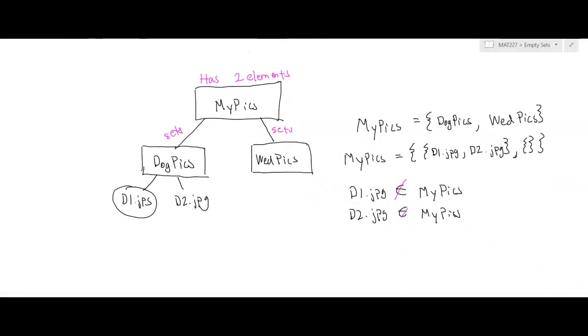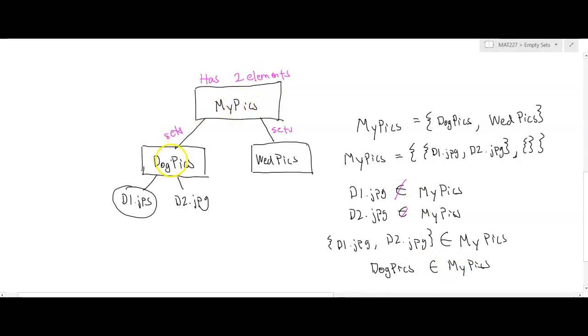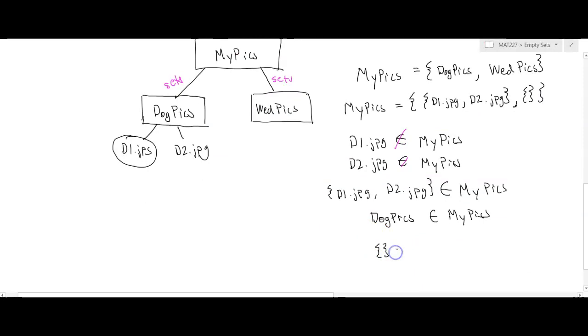Now, what we can ask is: is the folder, or the set, containing d1.jpg and d2.jpg an element of mypics? Well, that's the same thing as saying, is dogpics an element contained within mypics? And it is, because if I double-click on this folder, I will see the folder called dogpics. I could also say that the empty set, or the vacuous set, is an element of mypics. Or, alternatively, I could say that wedpics is an element of mypics, because if I double-click on mypics, I'm going to see one folder that contains some files and another folder that does not.